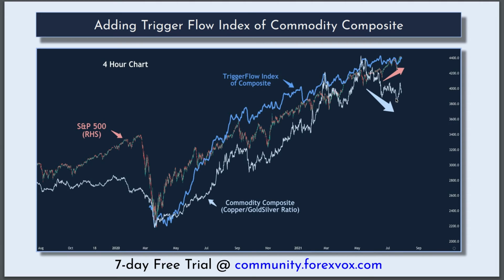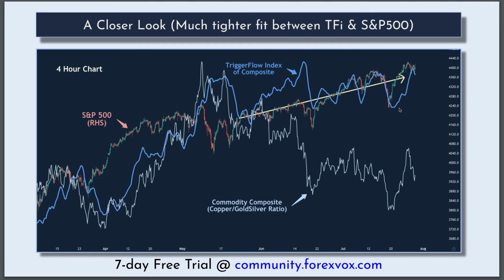composite price basis. So finally here, a much closer look, as you can see with this yellow line here, you see a much, much better fit with the TriggerFlow index of the composite to the S&P 500 than you do with the underlying commodity composite, copper divided by the gold-silver ratio, in price.